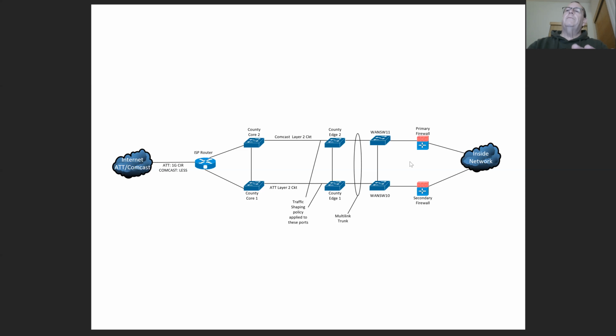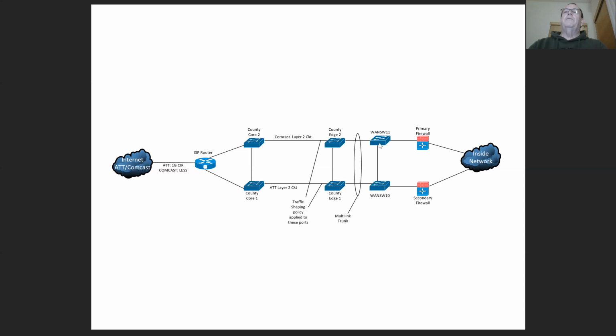And for some reason, I don't know why, so we're on the primary firewall, remember. We decided to reboot WAN switch 10 first. So we reboot WAN switch 10. No problem, as you expect, because this guy is not the active firewall. This is the active firewall. And here's where it started getting fun.